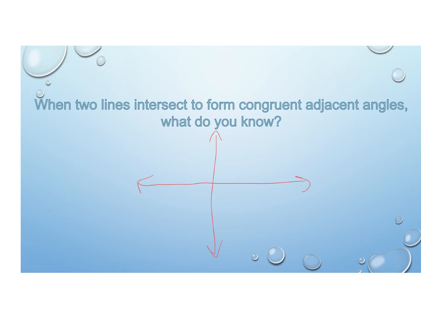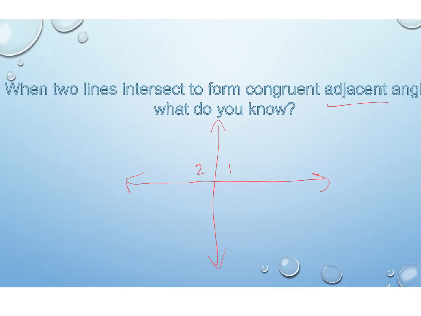What does it mean to be adjacent? Share a vertex. Yeah, share a vertex, but not just that. Yeah, John? Linear pair. Yeah, linear pairs are adjacent, but adjacent's more general. What does adjacent mean, guys? Together? Like next to each other, right? So if this is angle 1 and this is angle 2, do you guys agree that they're right next to each other? They're adjacent, they share a side and a vertex.